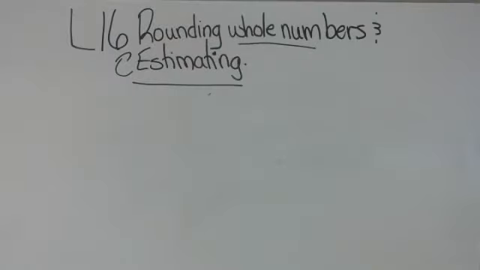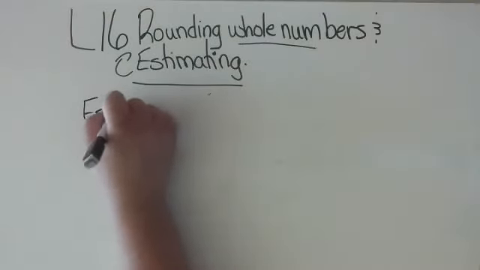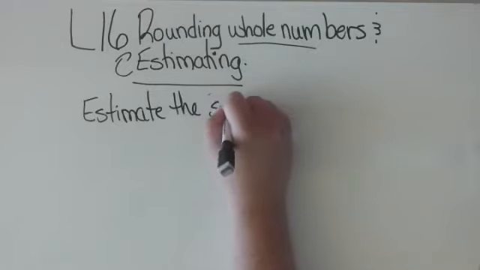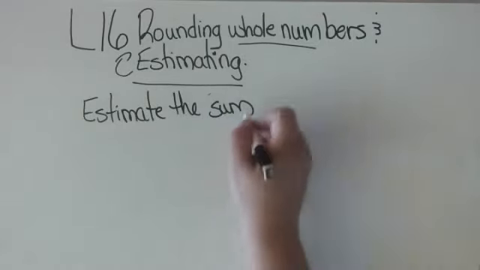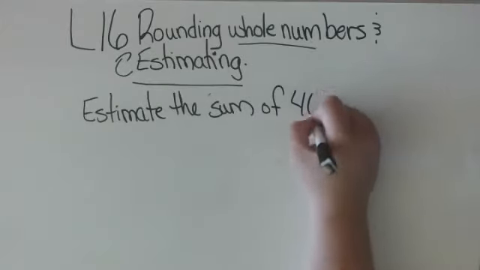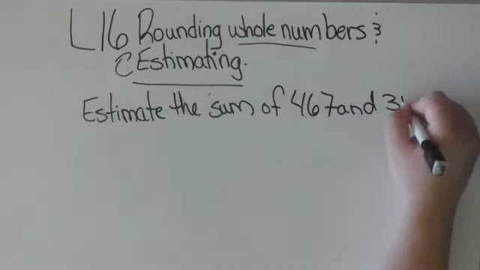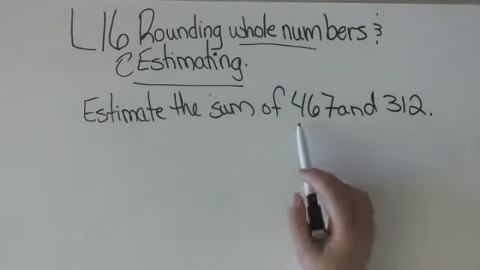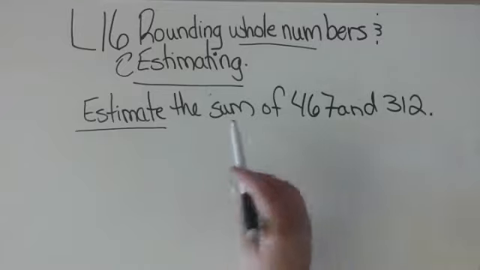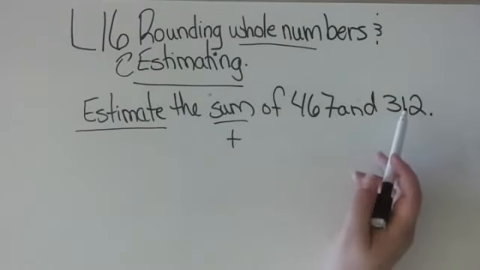So let's look at one together. If we estimate the sum, remember, you're going to have to remember what sum means for this. Estimate the sum of 467 and 312. If we're estimating, that tells me I need to round. The sum, remember sum means addition problem, 467 and 312.